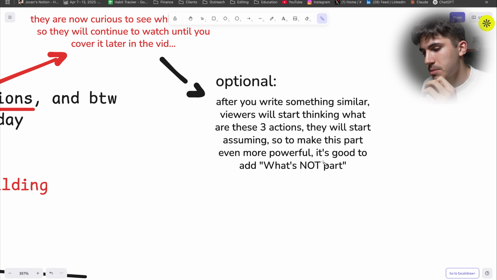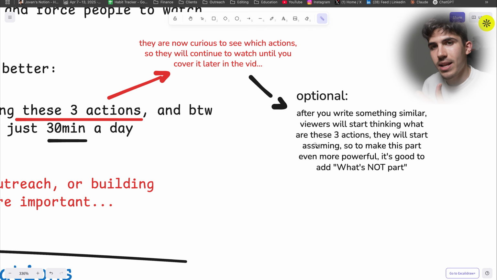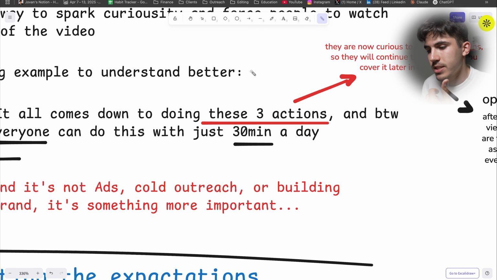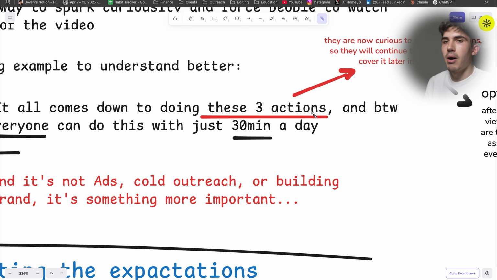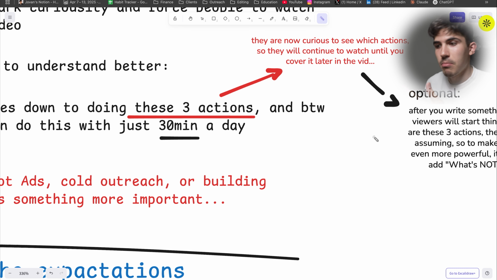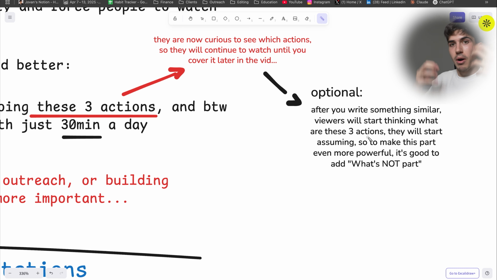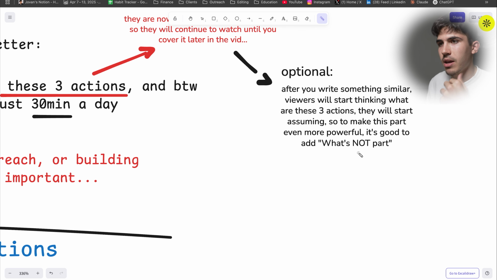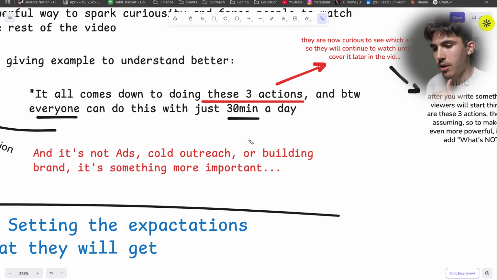So you can make this part even more powerful by saying what it's not. So we can say something like, it all comes down to doing these 3 actions. And by the way, it's not marketing, sales, and outreach. I'm just giving an example. It's something more important. And then you make them even more curious by saying what it's not, because they will start assuming like they already know. However, if you point out what it's not, boom, you made a great job.